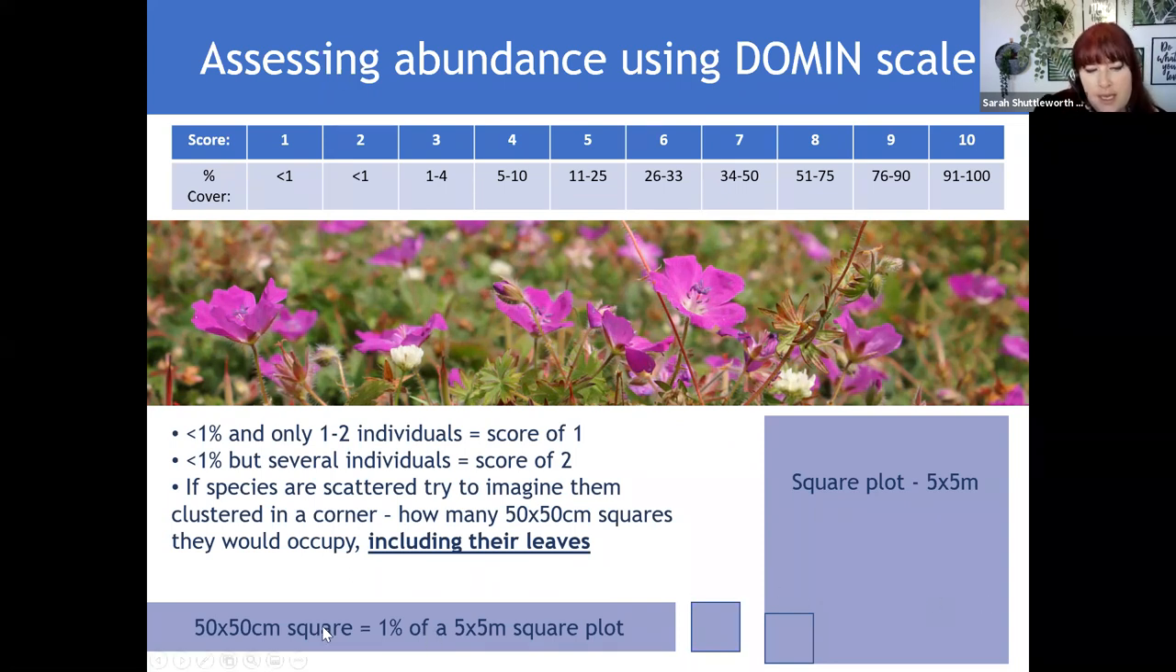If you're doing a standard square plot that's 5 by 5 meters, 1% of that is going to be a 50 by 50 centimeter square. So you can use your eyes to gauge how many of those flowers would fit into that, and then try and work out if it's 1% or more than 1%, et cetera, and then you can give the score accordingly. And you will find that you will settle into that and you will be more confident at making those judgments as time goes on, and you'll start to recognize differences within your plot each time you come and visit.